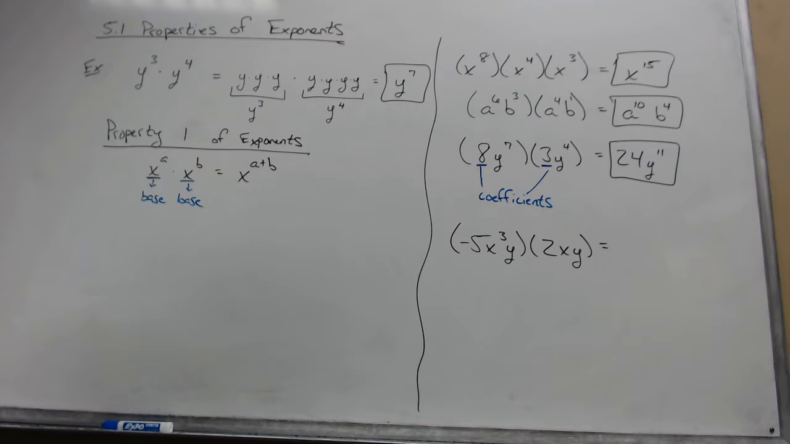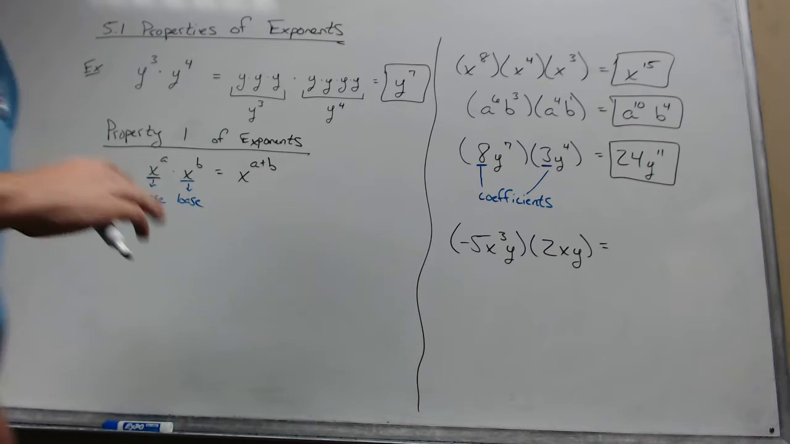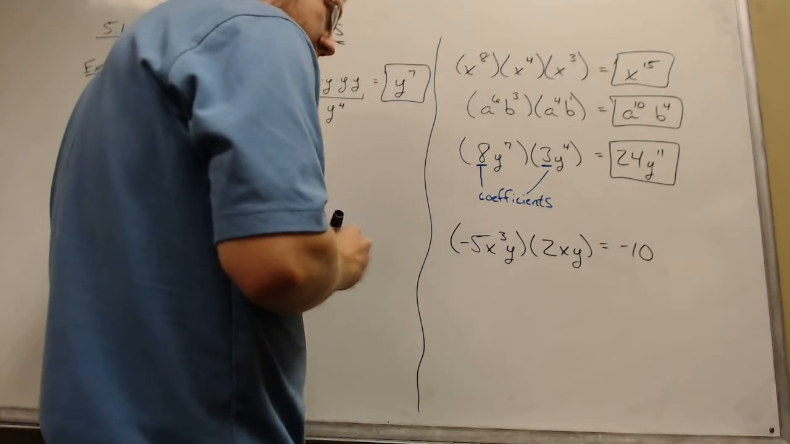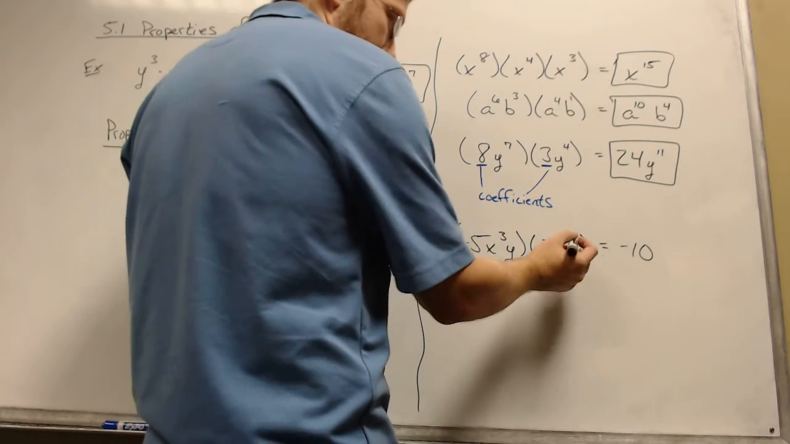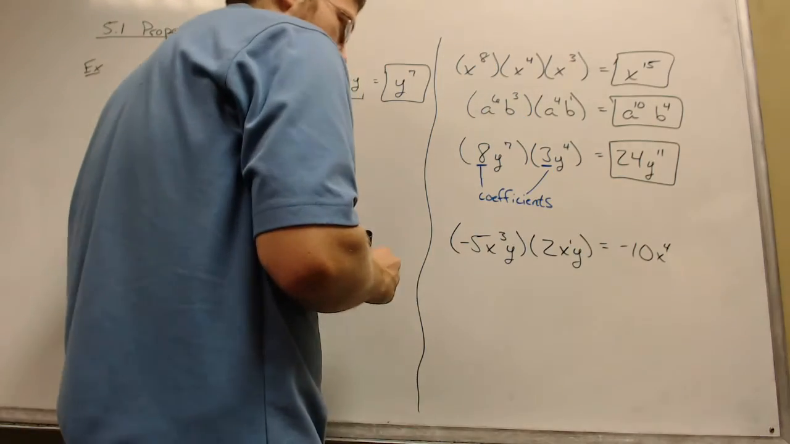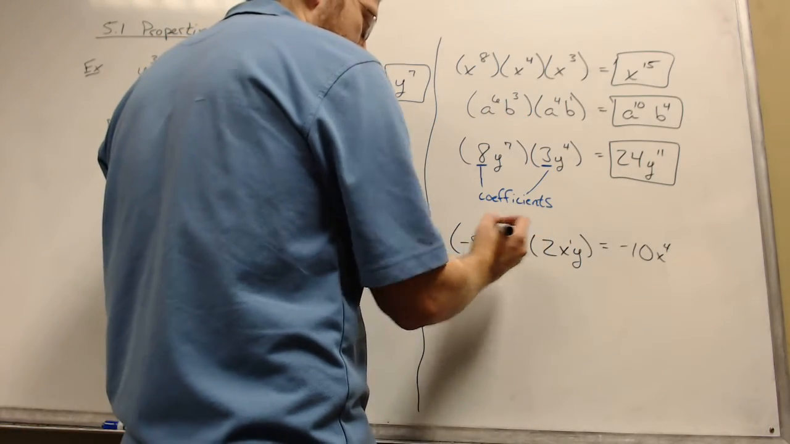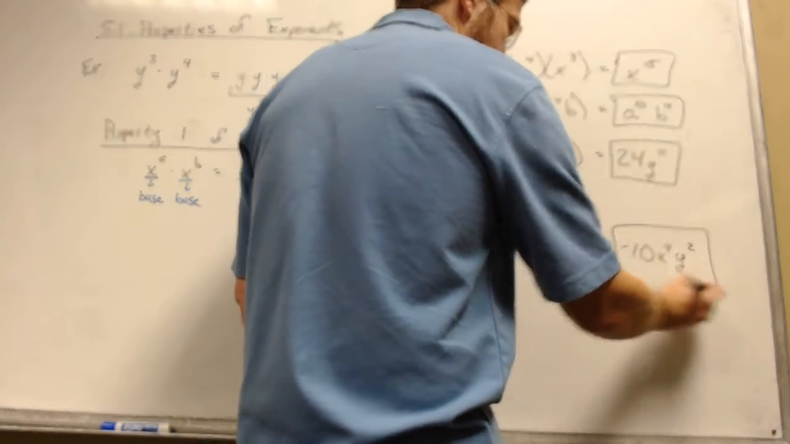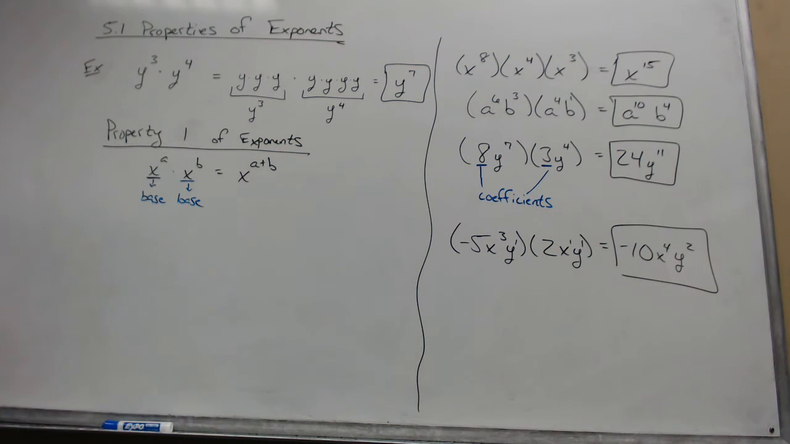Negative 5x to the 3rd y times 2xy. Treat your coefficients normally. Negative 5 times 2, that's a negative times a positive, so that should multiply to get negative 10. In terms of my x's, I have 3 x's in this pile and an extra 1 over here, so I have a total of 4 x's. And in terms of y, we have 1 y in the first expression and 1 y in the second expression, so we have a total of y squared. All right, so there's our first property. When we multiply terms with the same base, we will add their exponents.